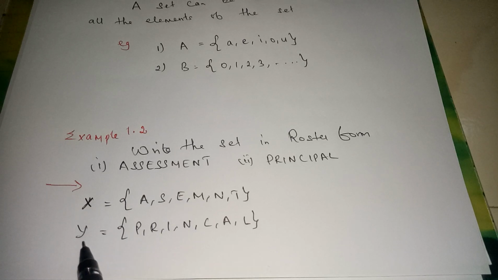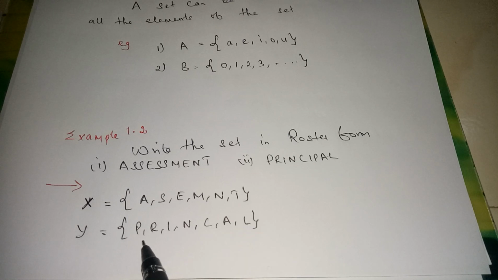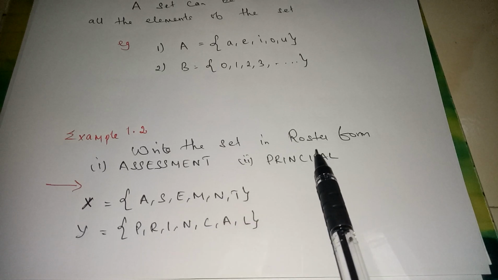And Y is "principal". Here see, P is written 2 times. You need to write P once in the set. Then R, I, N, C, A, L. So this is in the form of roster.